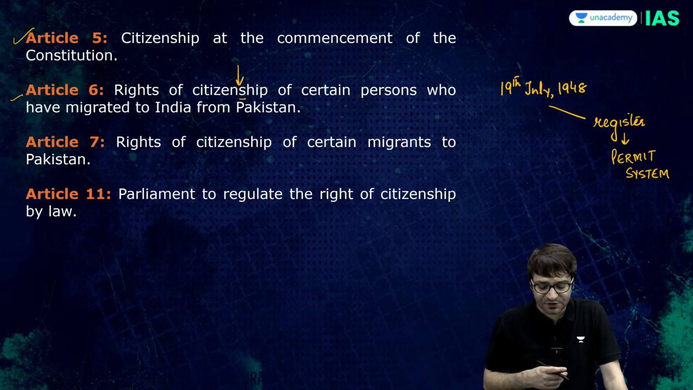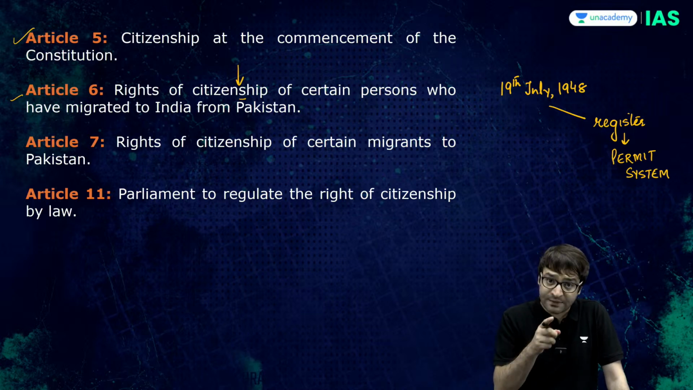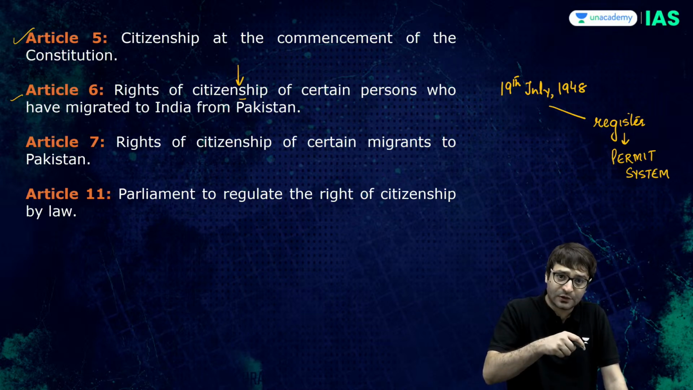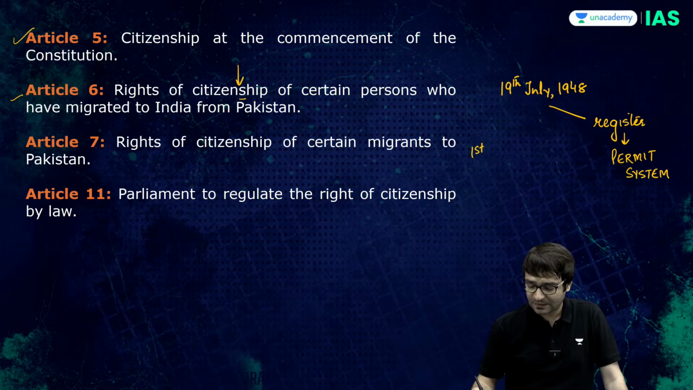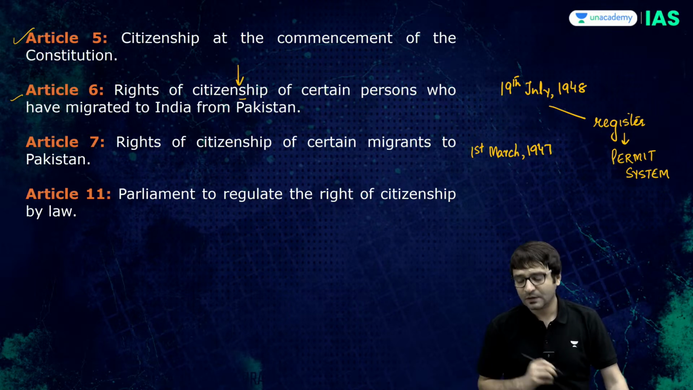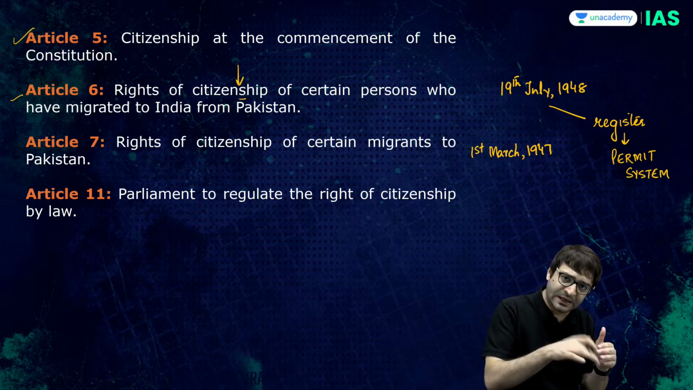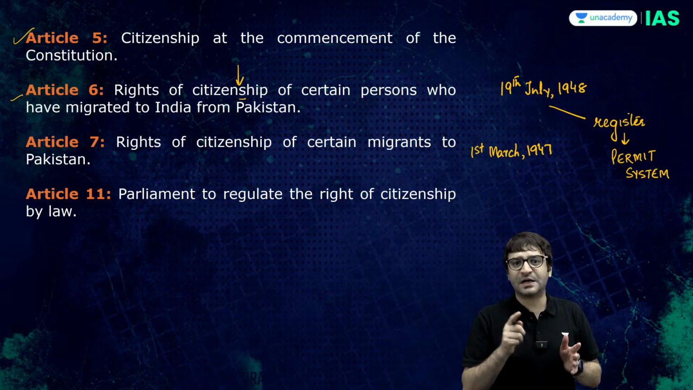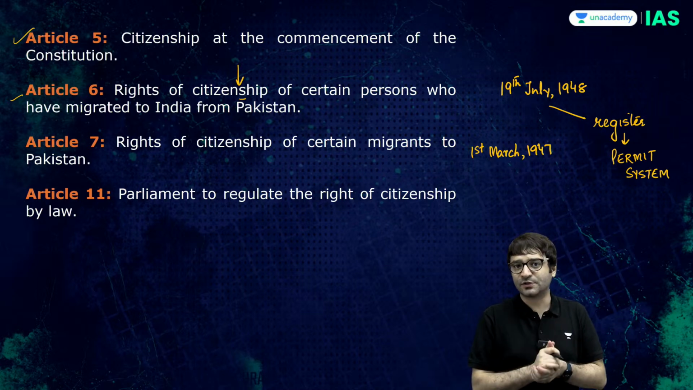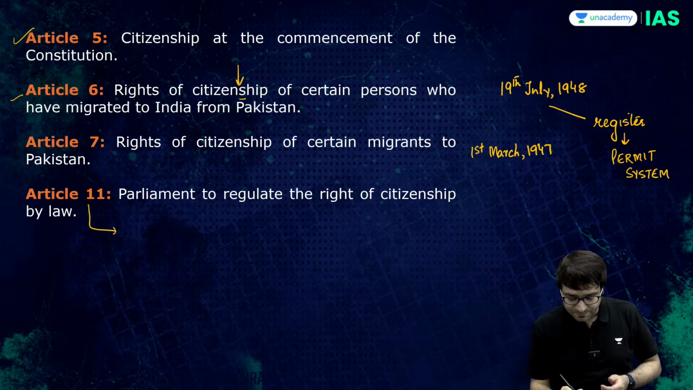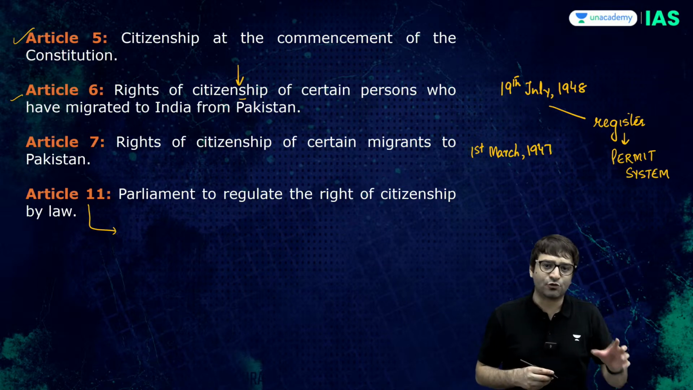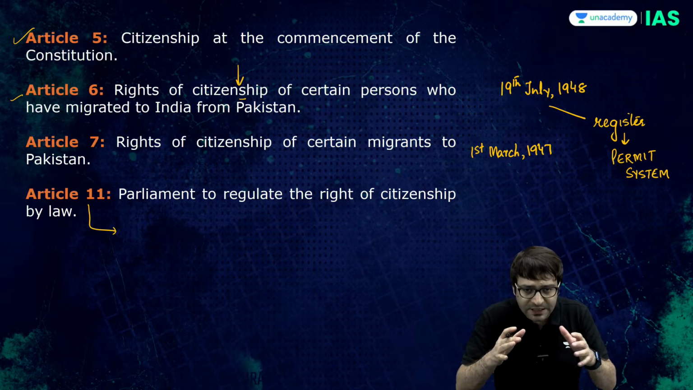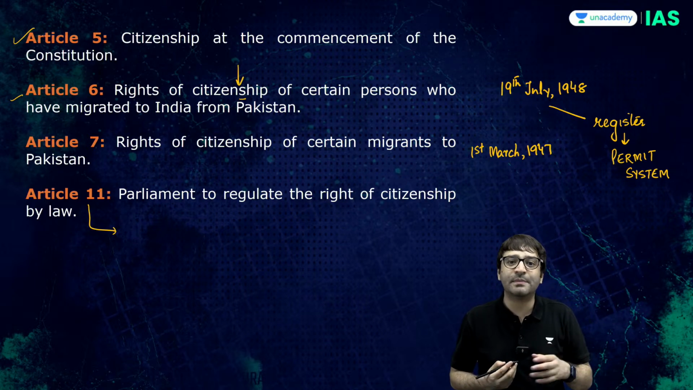Article 7, rights of citizenship of certain migrants to Pakistan. Whoever migrated from India to what became Pakistan after 1st of March 1947 is not a citizen of India. But it is Article 11 which gives unfettered power to the Parliament to make all laws regulating citizenship. And that is how the Parliament enacted a law.